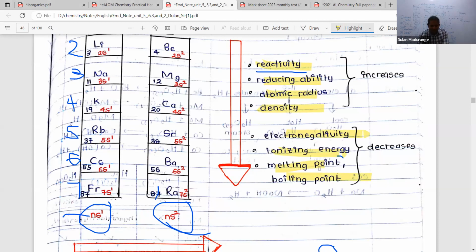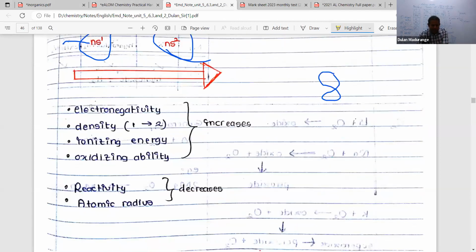Sorry for the disturbance. Next one, across the period: electronegativity increases, density increases from group 1 to group 2, ionization energy increases, oxidizing ability increases, reactivity decreases, and atomic radius decreases.